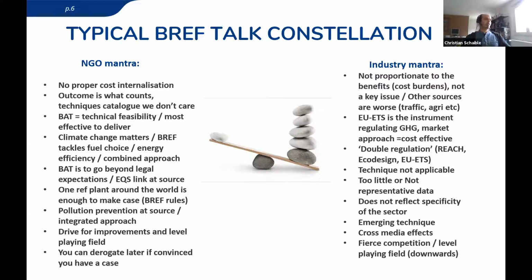For the ETS, a general issue we have: why don't we have CO2 in it? Why don't we have fuel switching obligations? Why don't we have always binding energy efficiency standards? I mean, we have sometimes, but still, it is because industry says, well, we have the EU ETS. This is the right instrument to regulate greenhouse gases. The market is the most cost-effective approach. That's why it should be just under the ETS, full stop. And then the double regulation is kind of connected to this.